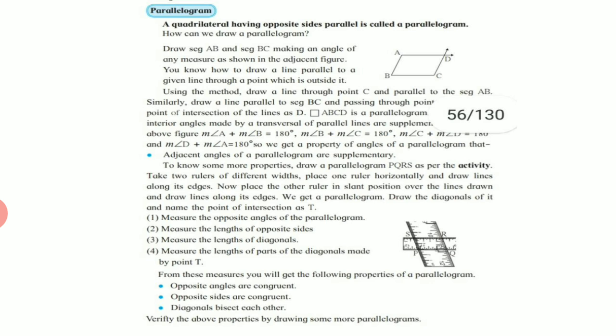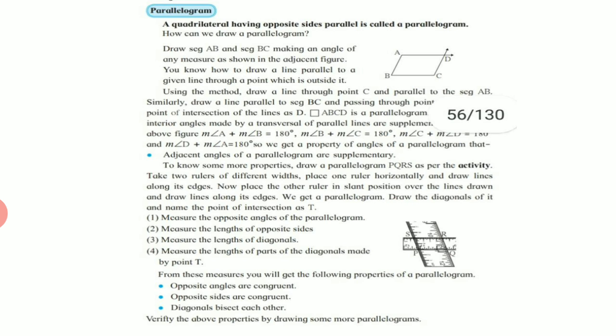A rectangle ABCD is a parallelogram. Interior angles made by the transversal of parallel lines are supplementary. In the above figure, measure of angle A plus measure of angle B is equal to 180 degrees, and measure of angle B plus measure of angle C is equal to 180 degrees. Measure of angle C plus measure of angle D is equal to 180 degrees, and also measure of angle D plus measure of angle A is equal to 180 degrees.